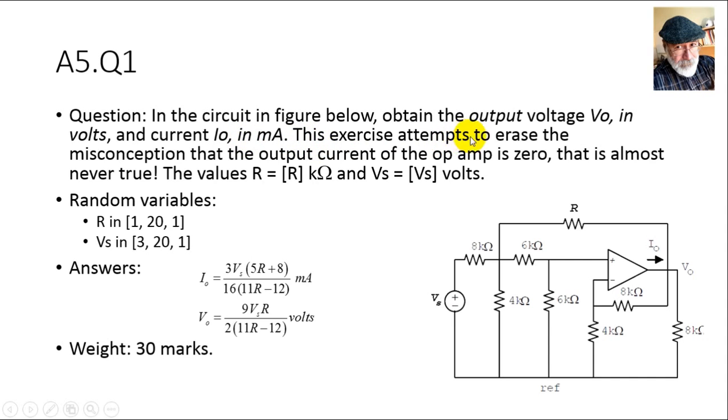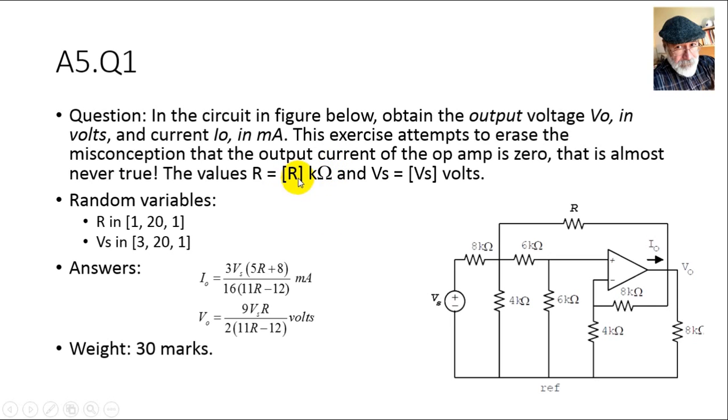This exercise attempts to erase the misconception that the output current of the op-amp is 0. That is almost never true. The values are R equals, brackets R, kilo ohms, and Vs equals, brackets Vs, volts. Everything except the brackets is going to be typed just as text by WeBWorK on the screen of the student.